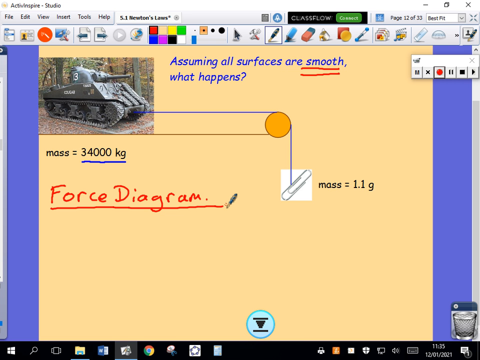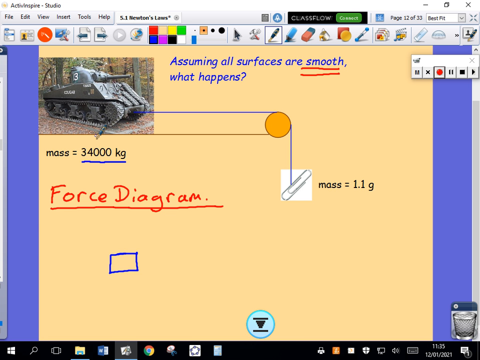Okay, and I'll look at the force diagram for my Sherman tank first. Again, I don't have to draw a picture of the actual Sherman tank, but we're going to examine what is happening here. The Sherman tank is pushing down on the ground, but the ground is pushing back on the Sherman tank. So what forces are acting on the Sherman tank?